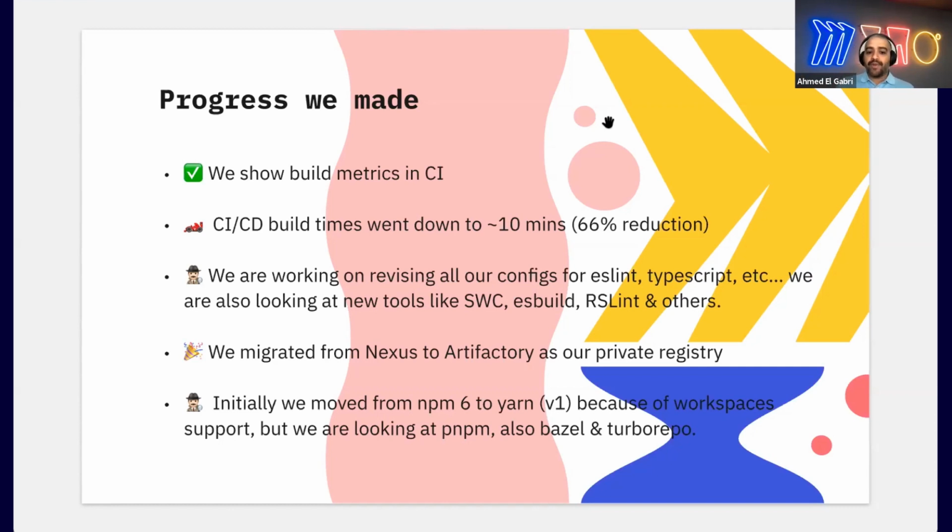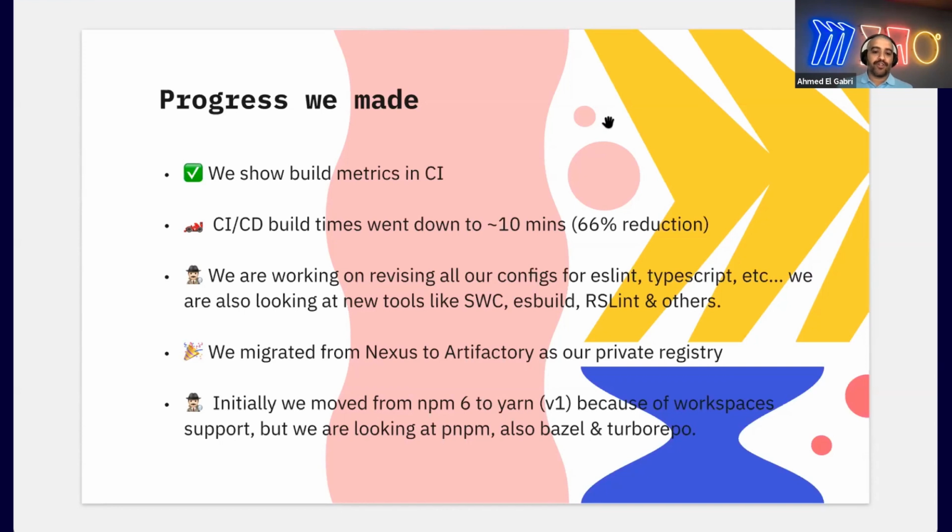Initially, we moved from NPM 6 to Yarn 1 because we needed workspaces support. As I said, we have lots of local packages, and NPM at that time didn't really have that support. Even NPM 7 workspaces support is not as mature as Yarn workspaces. But currently, we are looking even into PNPM or Bazel or Turborepo. These are tools that also work with monorepos.